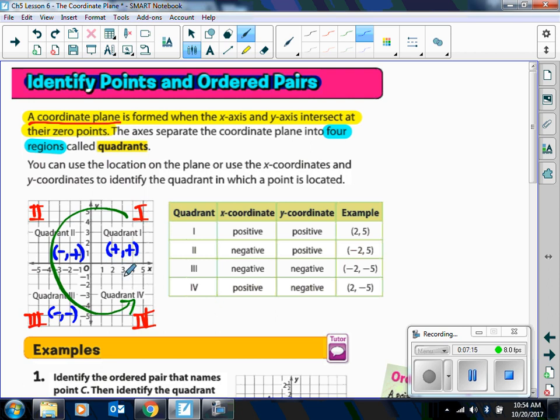Positive, comma, negative. Very good. This is positive, comma, negative.